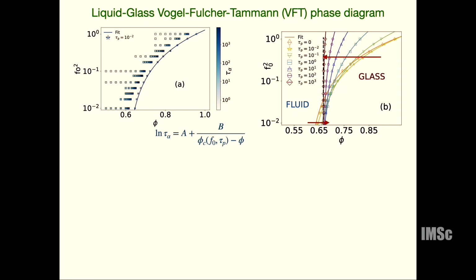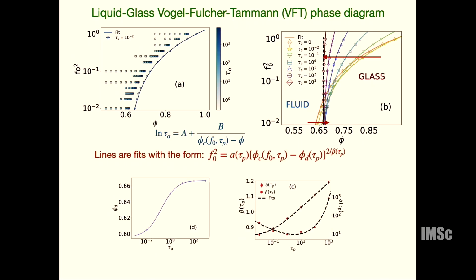Notice one point: if f naught square is very, very small, then with increasing tau p, this phi c goes from small to large value. But when f naught is large, then in that case, the phi c goes from large to small value. So they are opposite in the two limits.